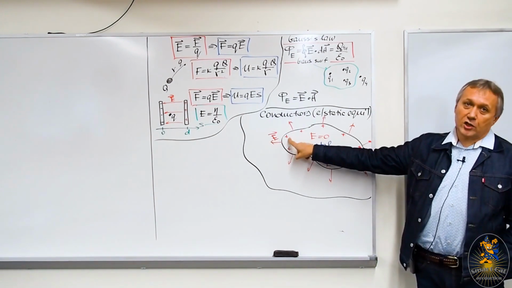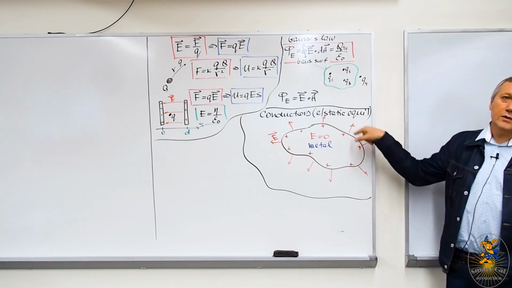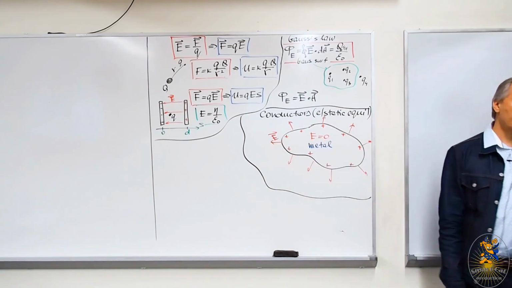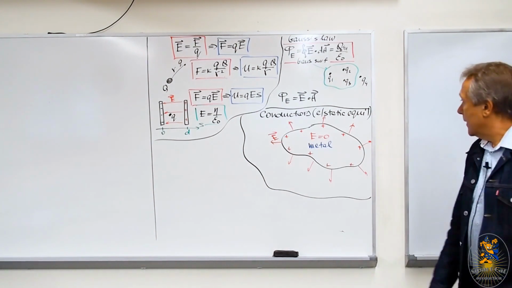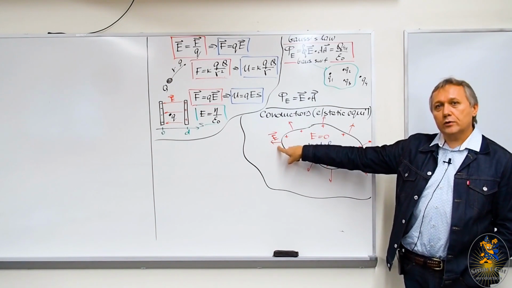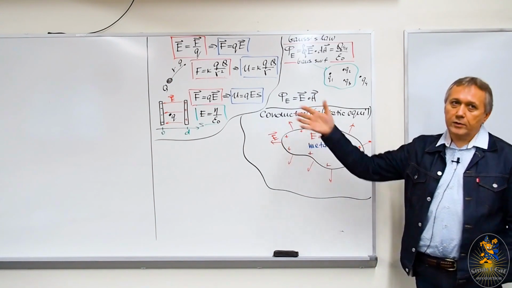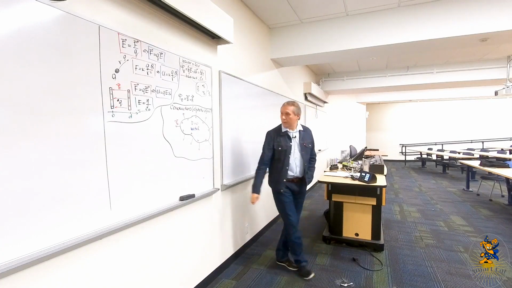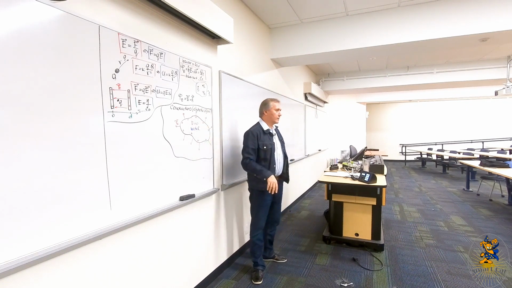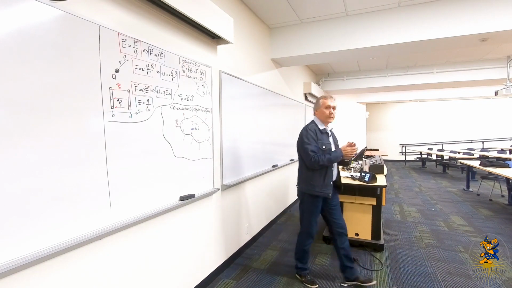Then any excess charge can be only on the surface. It's impossible for excess charge to be inside of the conducting material. Then the electric field outside must be perpendicular to the surface all the time if it reaches electrostatic equilibrium. And properties of holes, I decided not to add over here, so we will look at a particular example.